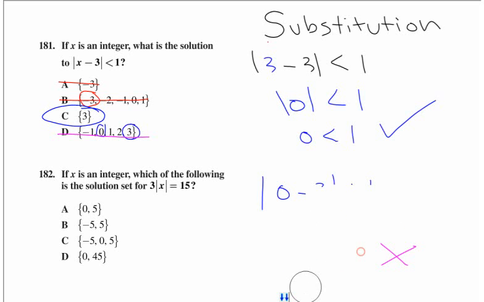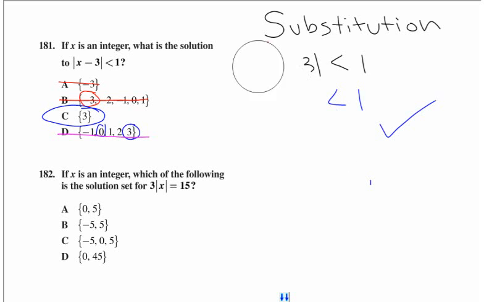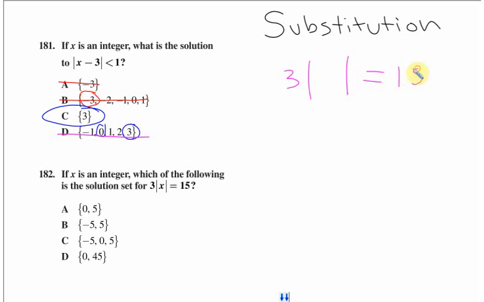Again, I'm just going to substitute, not really try and talk about the concept here. So in this case, it says, if x is an integer, which of the following is the solution set for 3 times the absolute value of x equal to 15? All you need to know is this is what x is supposed to equal, 0 and 5. So I'm going to start by plugging in 0. 3 times the absolute value of x equals 15, and I left that blank because I'm going to substitute in 0. 3 times 0 is 0. Does 0 equal 15? It doesn't. Because it doesn't, you can actually eliminate A, C, and D. So your answer has to be B.